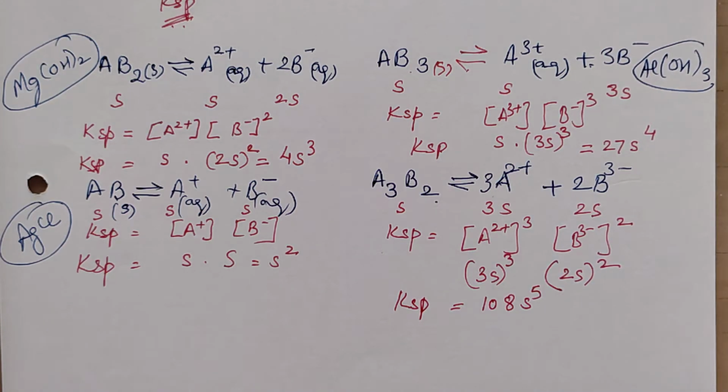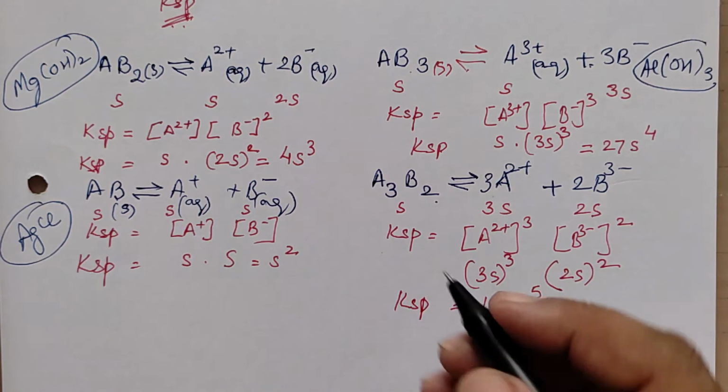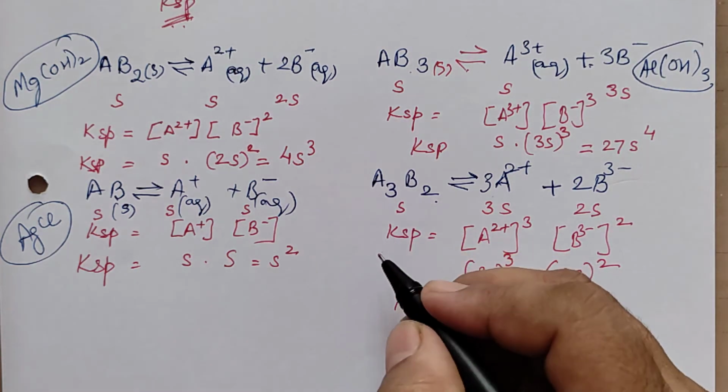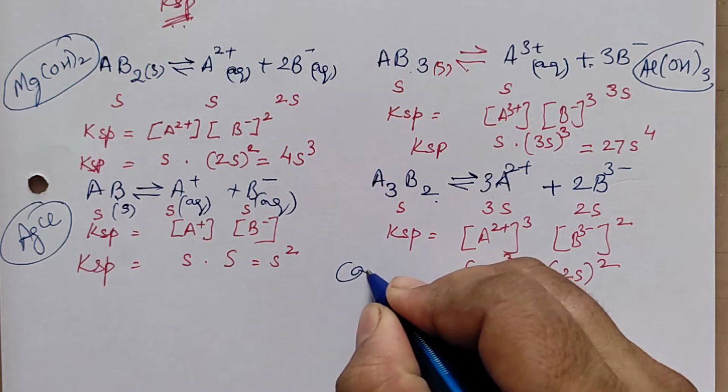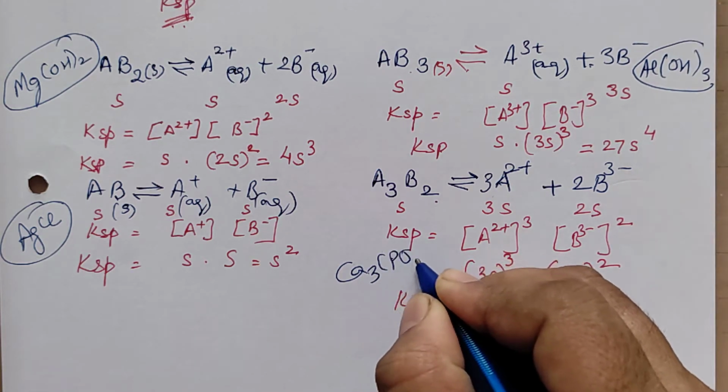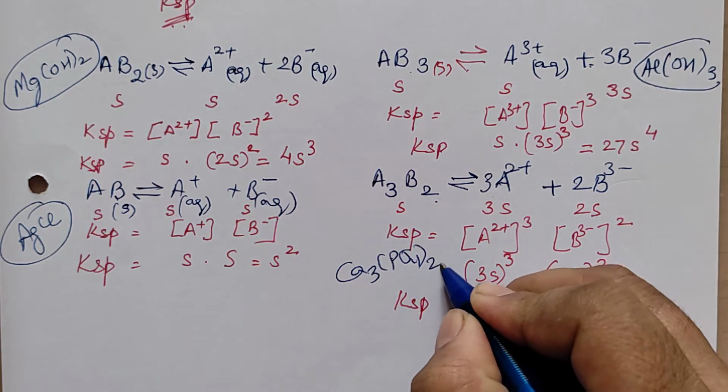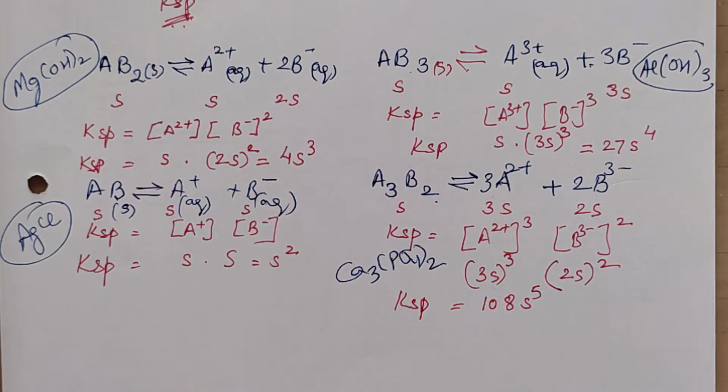Okay. So for this also you can have one example. For this type of salt, one second, write down the example as calcium phosphate, Ca3(PO4)2, taken twice. Got it?